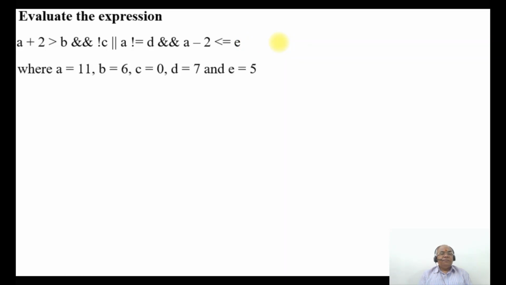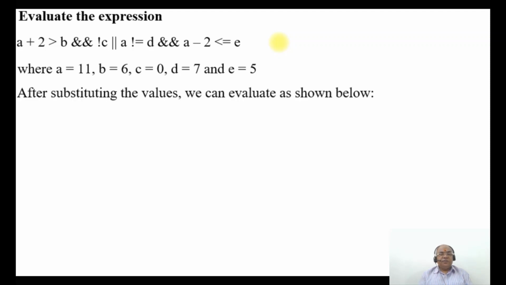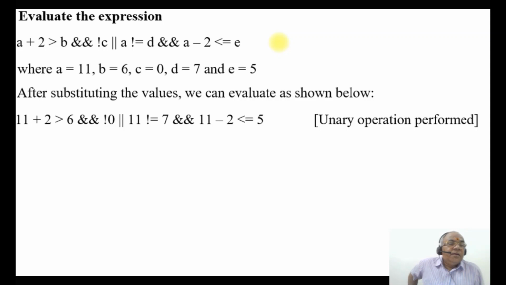If A is equal to 11, B is equal to 6, C is equal to 0, D is equal to 7 and E is equal to 5, after substituting the values, we can evaluate. So substitute the value A is equal to 11, so 11 plus 2 greater than B value is 6, and not 0 or 11 not equal to 7, and A value is 11 minus 2 is less than or equal to 5.